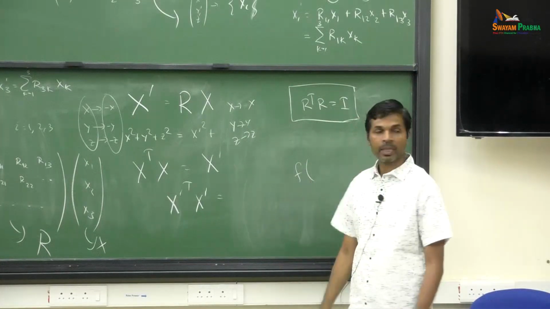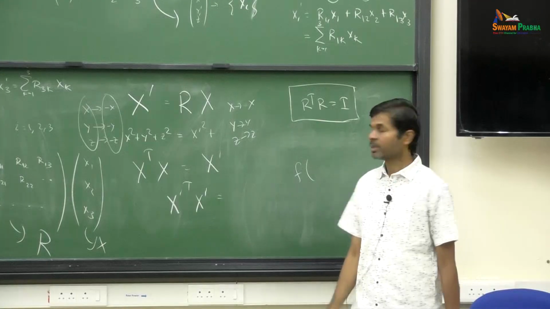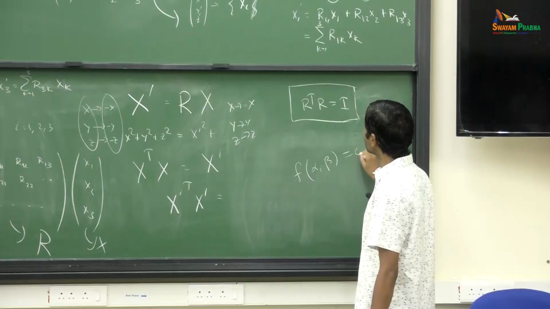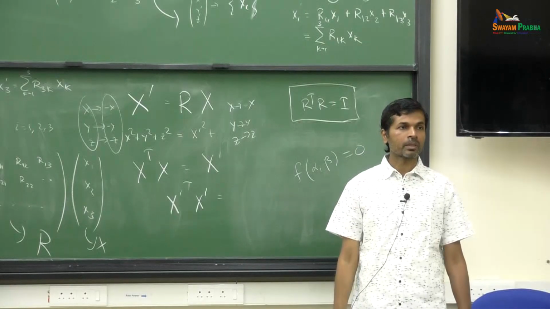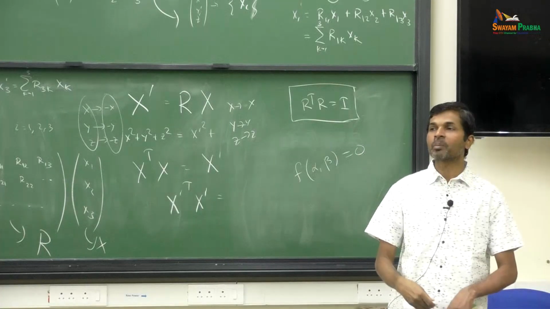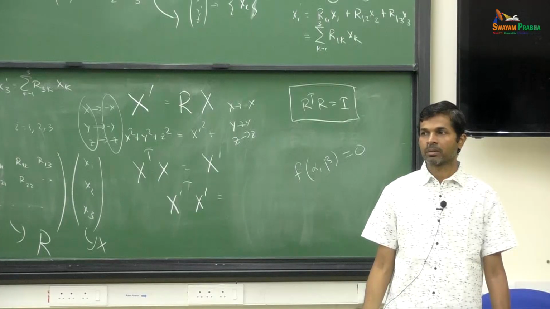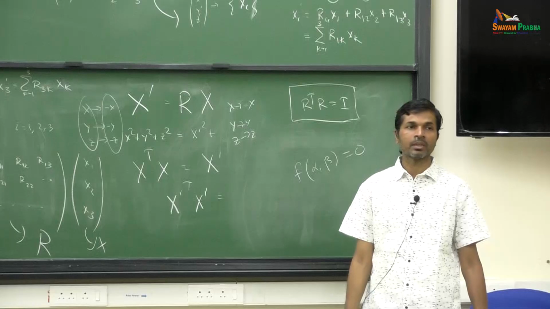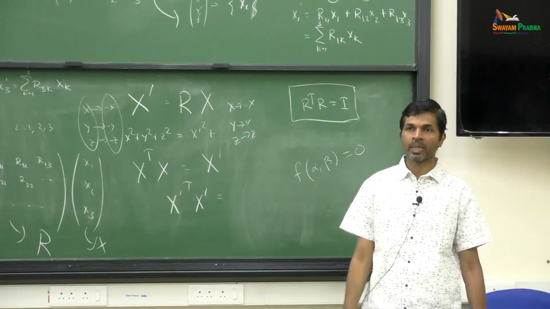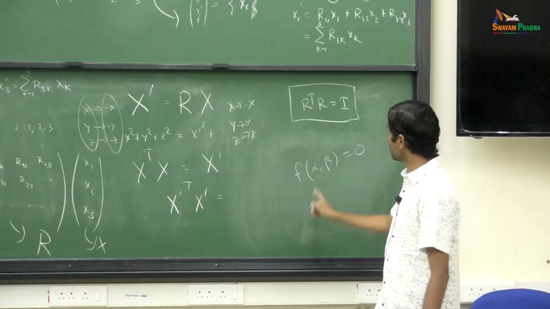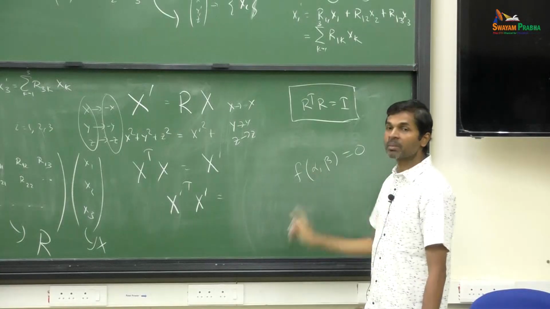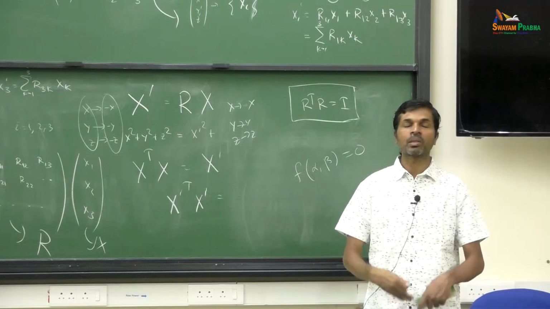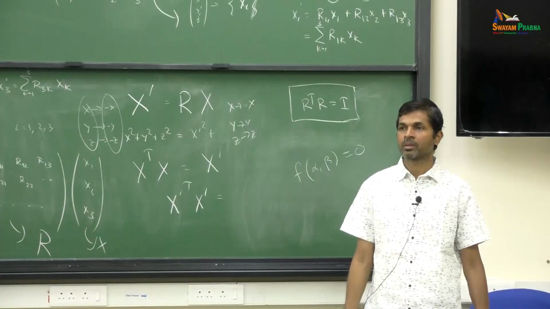Let's say alpha and beta are 2 parameters. But suppose there is an equation f(alpha, beta) equal to 0. Then these 2 parameters will not be independent, because there is a relation between them. There is an equation which they have to satisfy, and using this equation you can eliminate one parameter. So therefore you will have only one independent parameter.